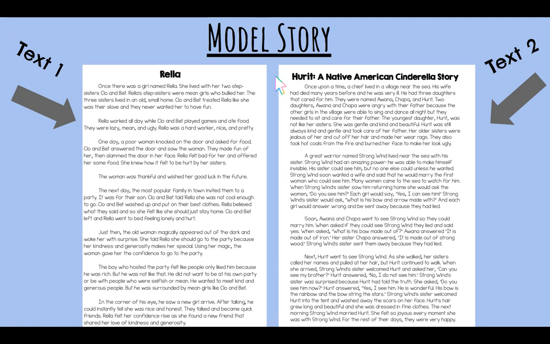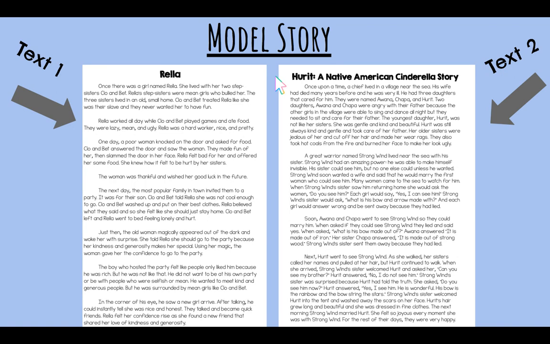When asked, "What is his bow made out of?" Awana answered, "It's made out of iron." His sister Chapa answered, "It is made out of strong wood." Strong Wind's sister sent them away because they had lied. Next, Hurt went to see Strong Wind. As she walked, her sisters called her names and pulled at her hair, but Hurt continued to walk.